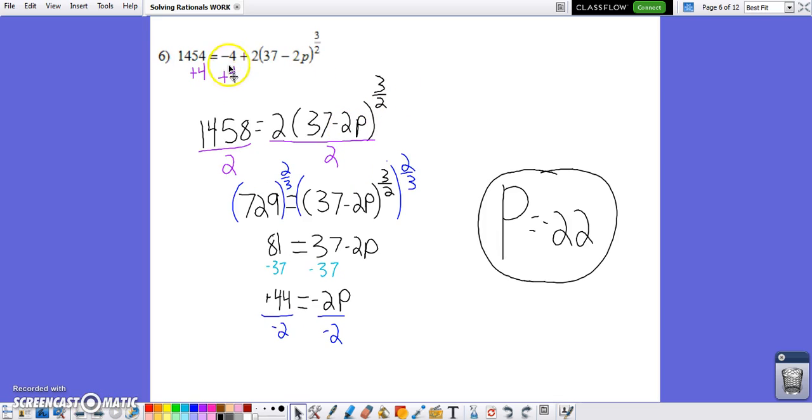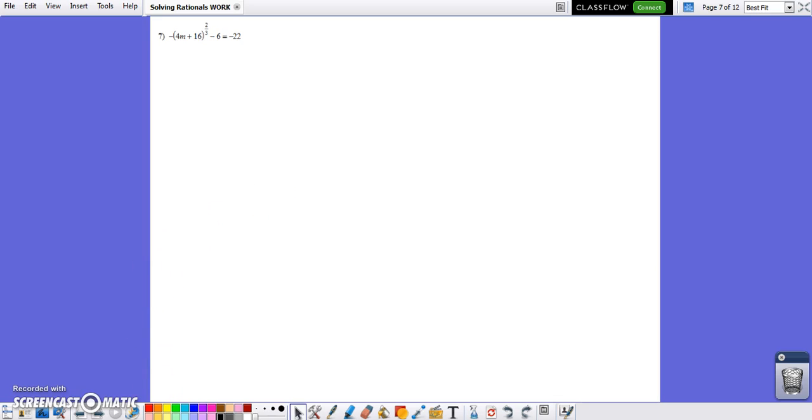Again here, same idea. Negative 4, add it to both sides. Then I have a 2, divide it. Now look, the item in question I take to the 2/3 power, because that would cancel out that exponent there. That's 81, then subtract 37, and divide by negative 2, and p equals negative 22 there. We did 7 in class together.